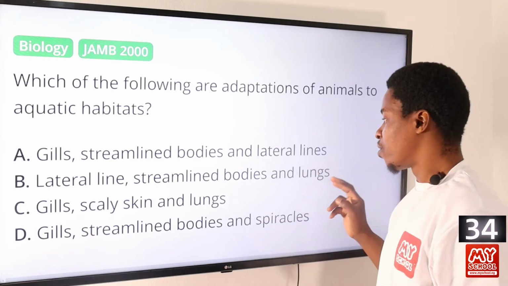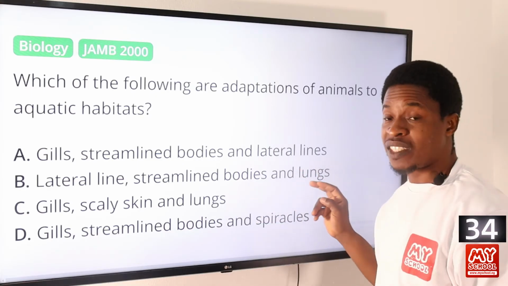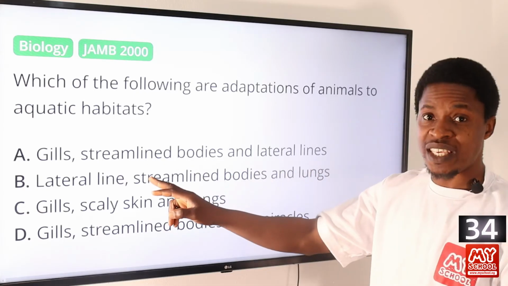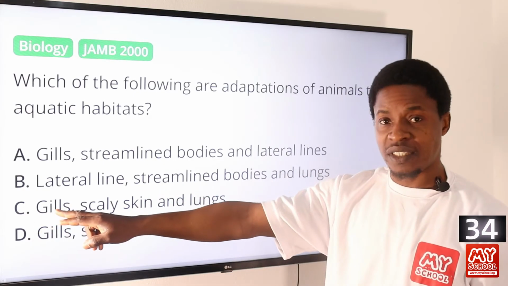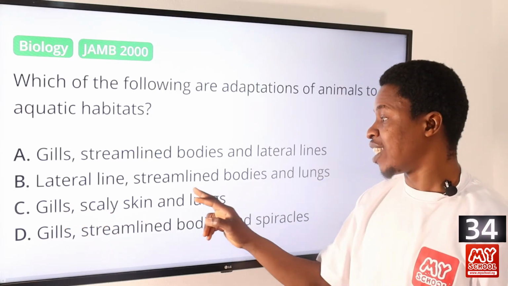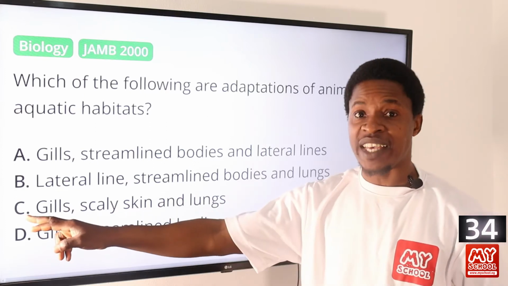Okay, so lungs, that's why we talk about the frogs, having that. But this is not an adaptation in an aquatic habitat. So option B is not correct. Option C, we have gills. Yes, we talked about that for respiration. We have scaly skin, yes, and lungs. Again, lungs also disqualify this option C.